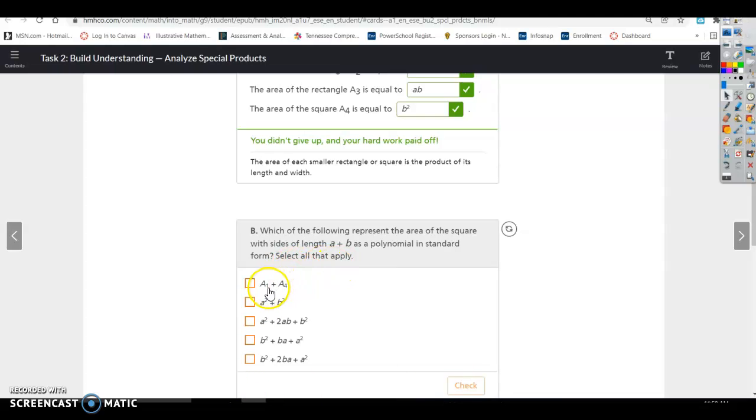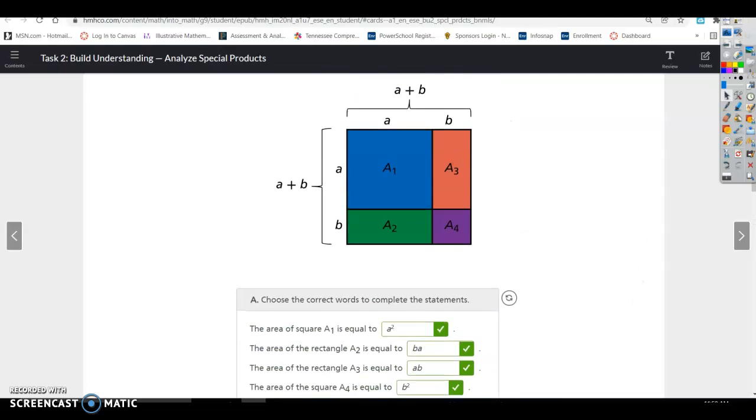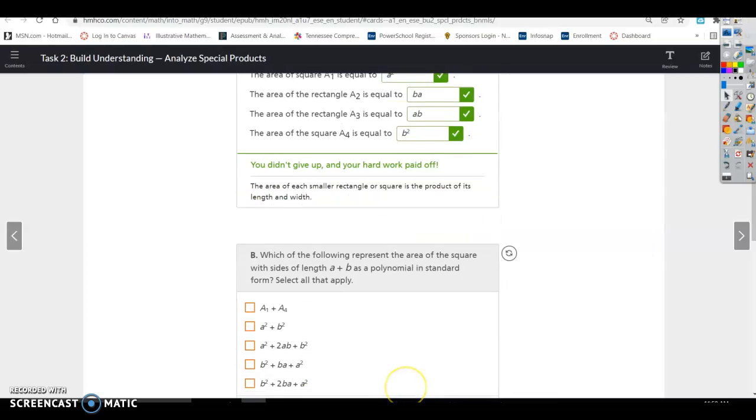All right, select all that apply. So we're going to have a squared plus b squared, and then we have twice ab. That looks right to me because both of these terms had BA and AB. You can use commutative property, but these middle terms are the same, so you're going to have twice that. So we've got a squared plus 2ab plus b squared.